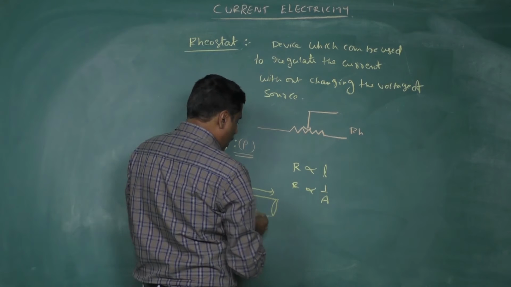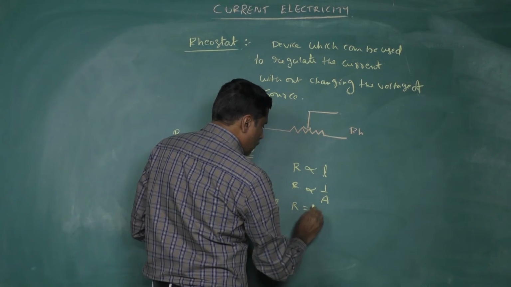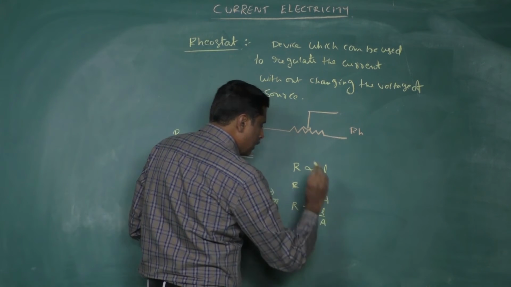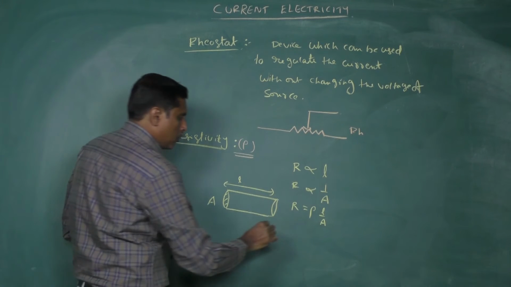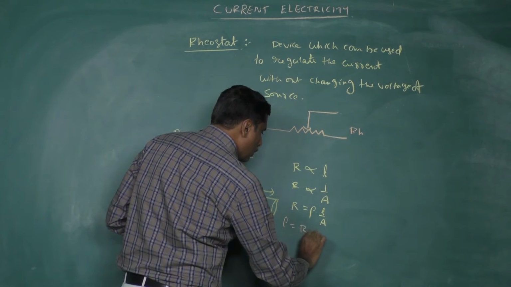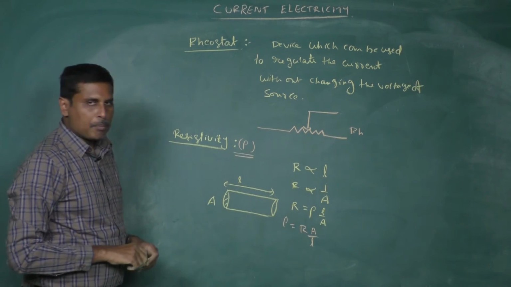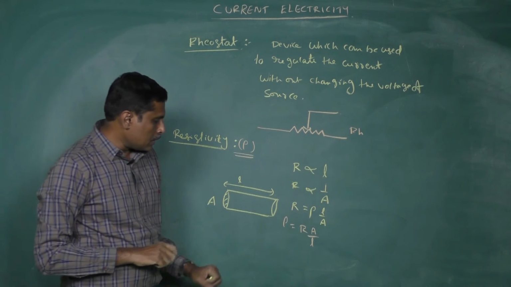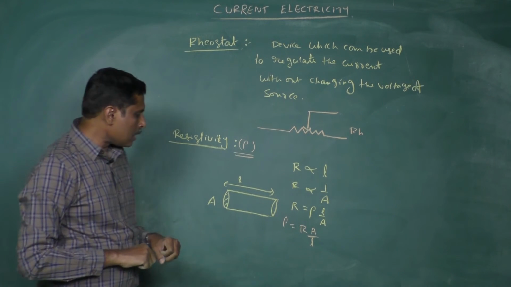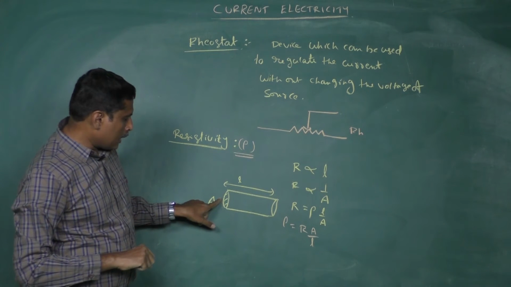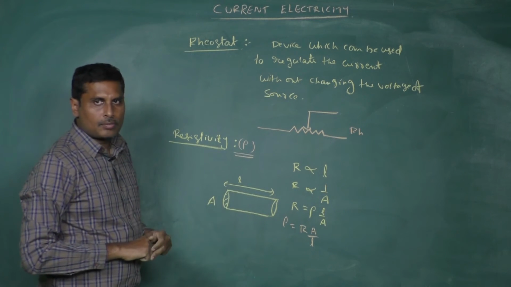So we can write, combining the two equations, R is equal to rho into L by A, where rho is the proportionality constant. Therefore, we can write rho is equal to R into A by L. Define the resistivity as the resistance of the conductor when the current is passing through a conductor of unit cross section and unit length.